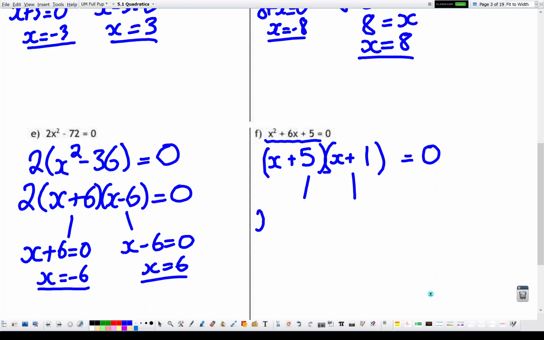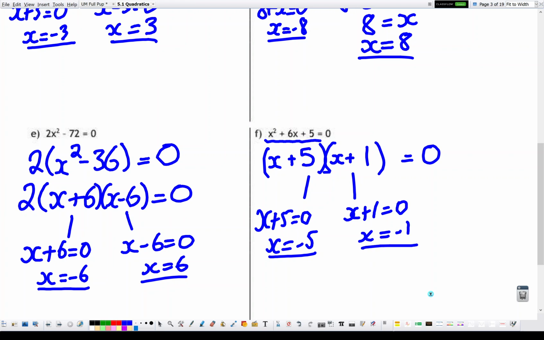Now bring each one down. x plus 5 equals 0, so x equals minus 5. Then x plus 1 equals 0, so my other solution is x equals minus 1. So that is really all we're doing today: factorising the expression in any way that we can, common factor, difference of two squares, trinomial, and then finding the two solutions. That's all we're doing.